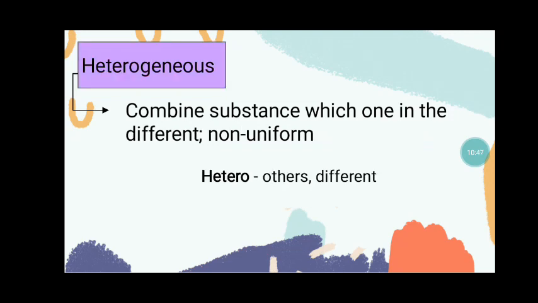While here, sa heterogeneous mixture, it has a non-uniform composition. Pag sinabing non-uniform composition, the particles can be seen by the naked eye. Halimbawa nito is pebbles and water. So, pag nilagay mo ang pebbles sa water, yung water ay malalaman mo na may particle siya. Makikita mo na may pebble siya, malalaman mo. The particles can be seen by the naked eye. Take note na lahat ng heterogeneous mixture ay tinatawag nating suspension. So, I hope malinaw ang pagkakaiba ng homogeneous and heterogeneous mixture.